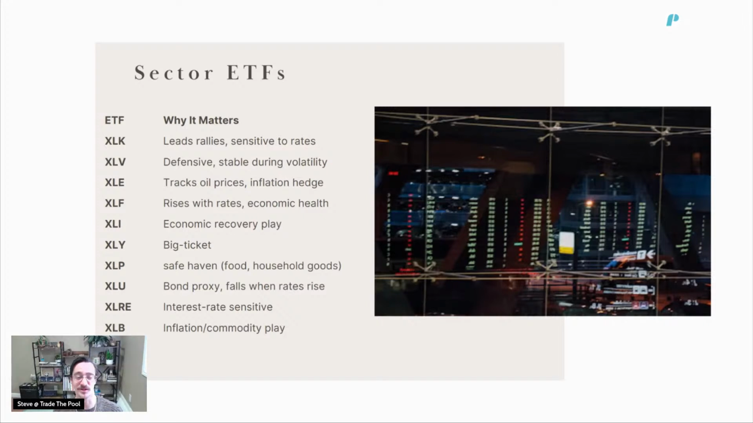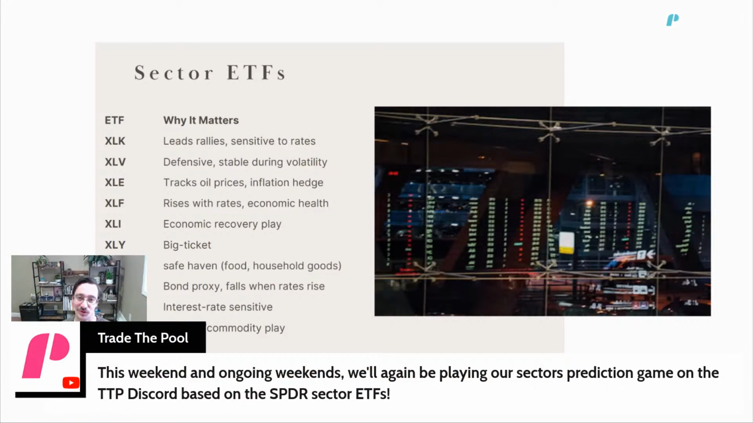So we got some smaller ones after that. We got XLI, that's the industrials, and that's like an economic recovery play. Those get hit really hard in recessions, but they bounce back really fast. You'll get that kind of snapback, kind of bullwhip effect, so to speak. We have XLY, that's big ticket, retail stuff like the Teslas, the Amazons, all of that kind of stuff. XLP is a safe haven. That's the food and household goods, the Procter and Gamble's, the Johnson and Johnson's, those type of names.